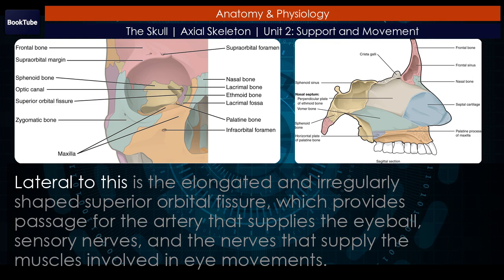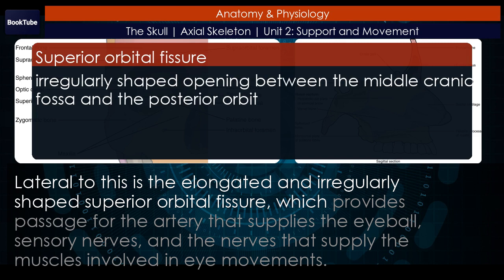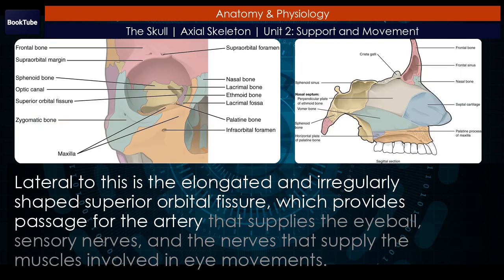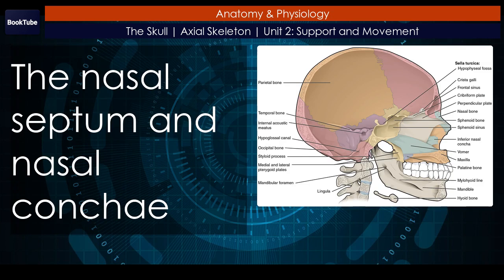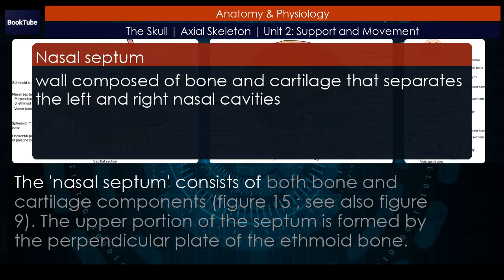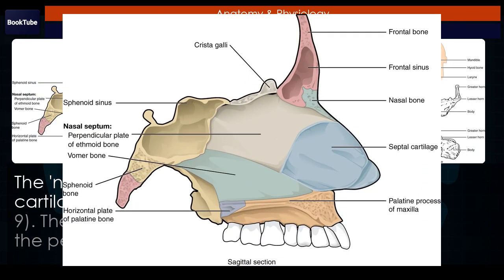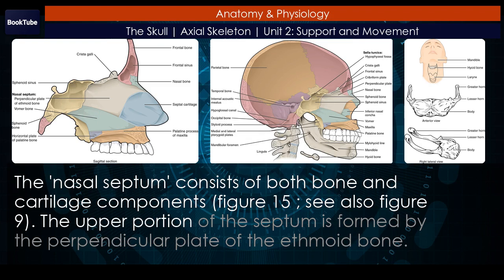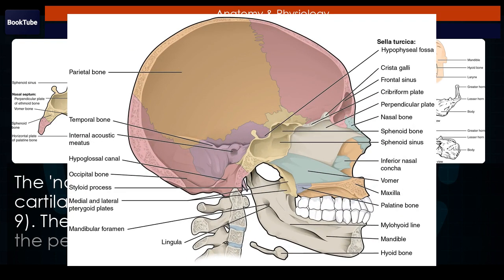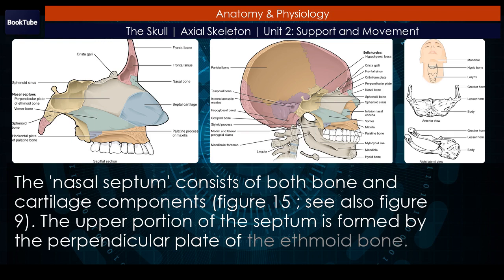Lateral to this is the elongated and irregularly shaped superior orbital fissure, which provides passage for the artery that supplies the eyeball, sensory nerves, and the nerves that supply the muscles involved in eye movements. The nasal septum and nasal conchae. The nasal septum consists of both bone and cartilage components. Figure 15. See also Figure 9. The upper portion of the septum is formed by the perpendicular plate of the ethmoid bone.